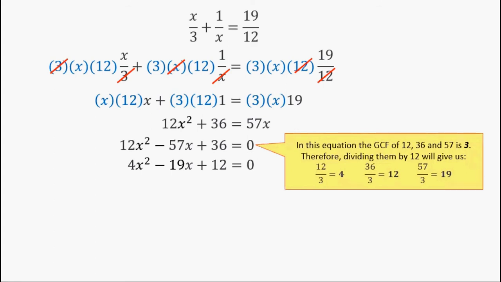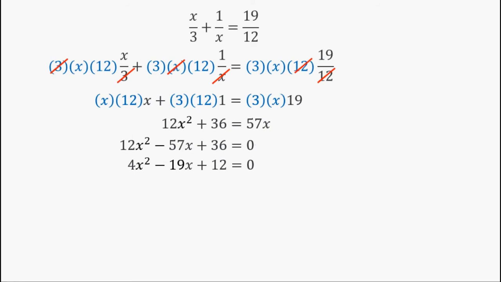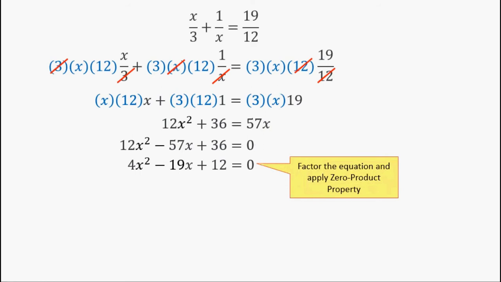In this equation, the GCF of 12, 36, and 57 is 3. Therefore, dividing them by 3 will give us 12 divided by 3 is 4, 57 divided by 3 is 19, and 36 divided by 3 is 12. Ayan. So, we are done with step 2. Next step is to solve the resulting quadratic equation using any methods of solving quadratic equations.